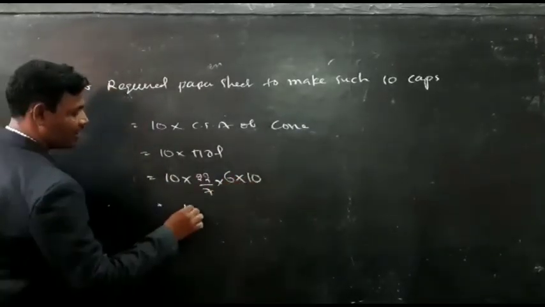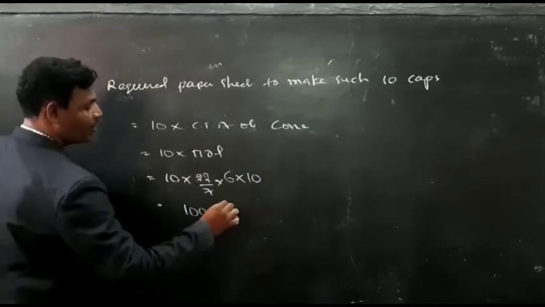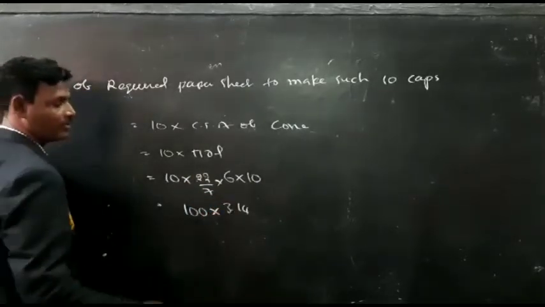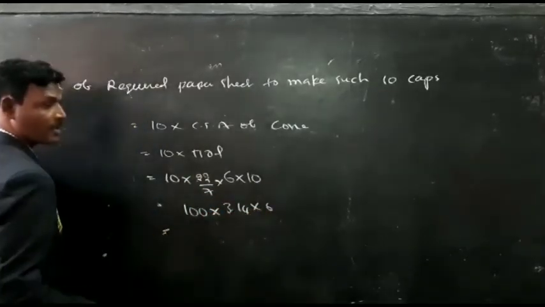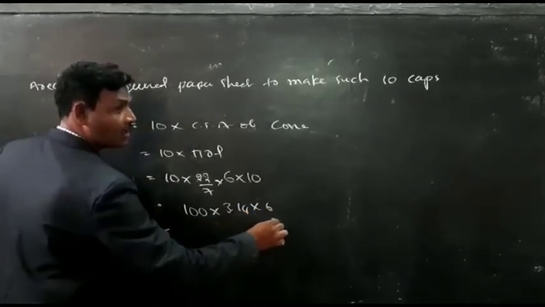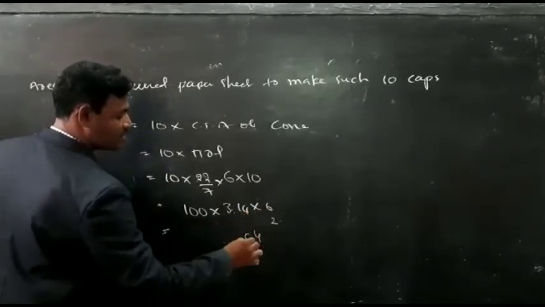So 10 tens are 100. 22 by 7, we get 3.14, into 6 is equal to, 6 fours are 24. 6 ones are 6, plus 2, 8.